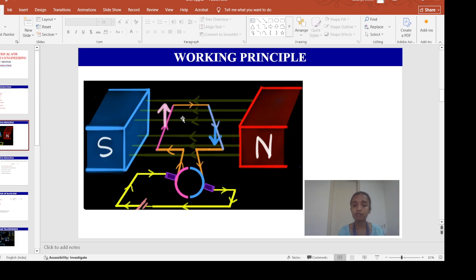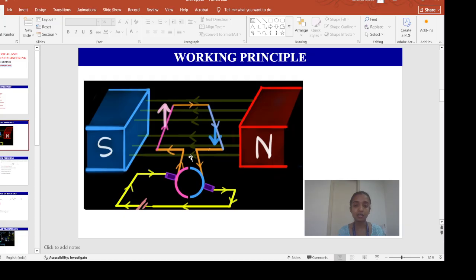Now what's happening here: when you place this rectangular current carrying loop inside this magnetic field, it will experience a force, and the direction of the force we calculate from Fleming's left hand rule. And in this position, this rectangular loop is continuously rotating in the magnetic field.